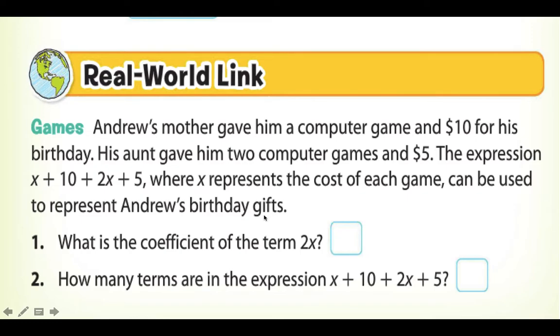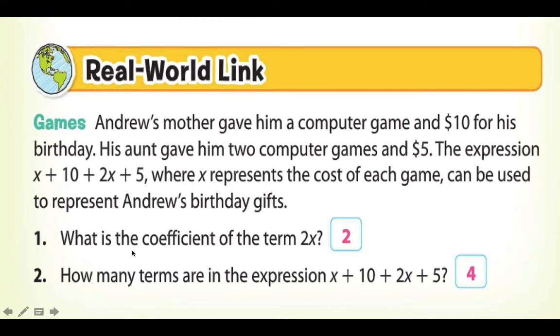So let's make sure we understand what's going on here. If x is how much one game costs, x is going to represent the cost of the one game his mother gave him, as well as 2x being the cost of the 2 games his aunt gave him, plus the $5 his aunt gave and the $10 his mom gave. So in the expression, what is the coefficient of the term 2x? And in the second exercise, how many terms are in the expression x plus 10 plus 2x plus 5? Pause the video and answer those 2 questions.